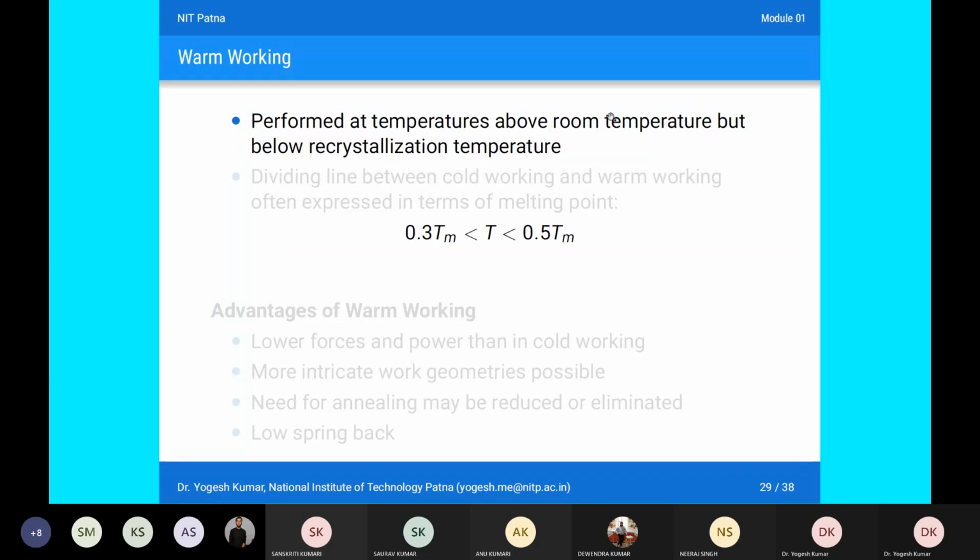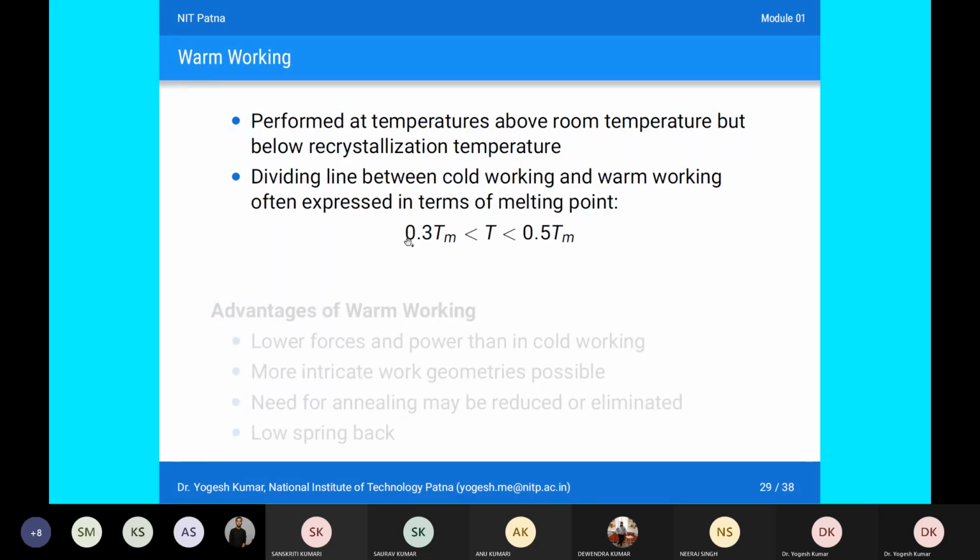It is sufficiently above your room temperature, but it is below the recrystallization temperature of your material. So the dividing line between your cold working and warm working is often expressed in terms of your melting point. So Tm is your melting point. So which temperature range may be called your warm working, we may depict using this equation.